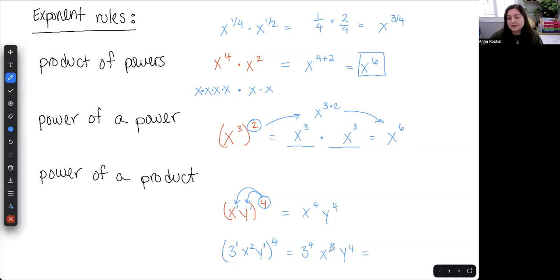Now, in most cases, teachers will say that you actually have to do that math, 3 to the fourth. So you're going to want to know that it's 81 x to the eighth, y to the fourth as a final answer in here.